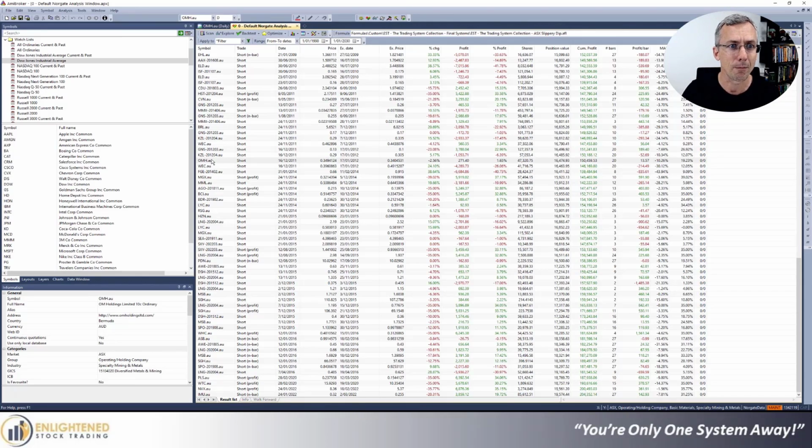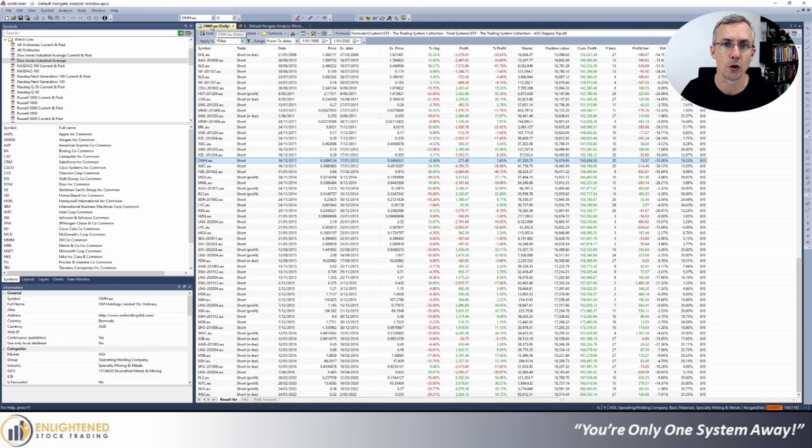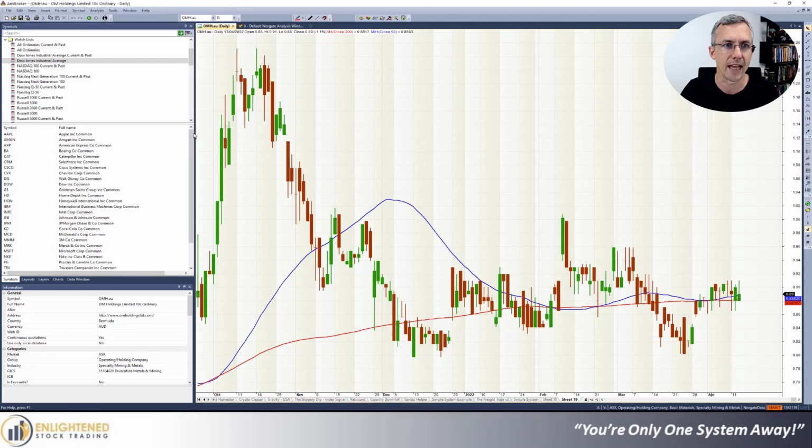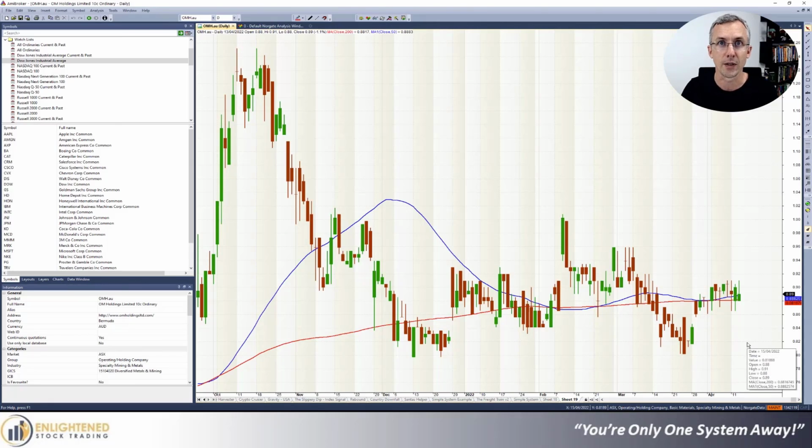So when you run a backtest and you get the trade log, if you right-click on one of these trades and select Show Current Trade Arrows, what should happen is the chart that's open should automatically take you to that trade. But as you can see, it hasn't actually moved the chart. You can't see the arrows because that trade I clicked on was in 2011, and the chart is still sitting here on the present day.